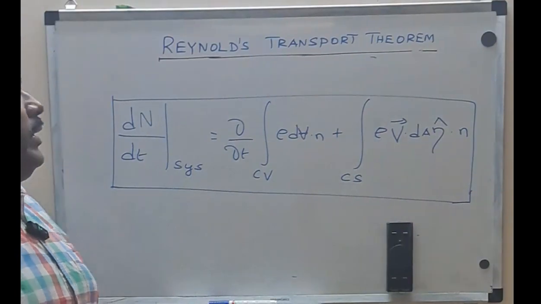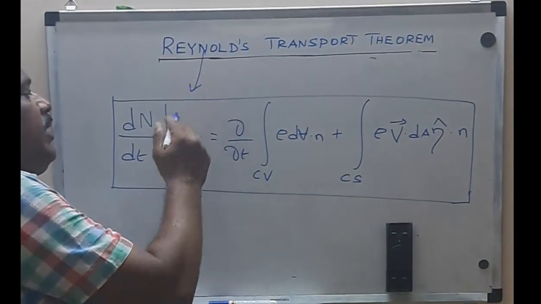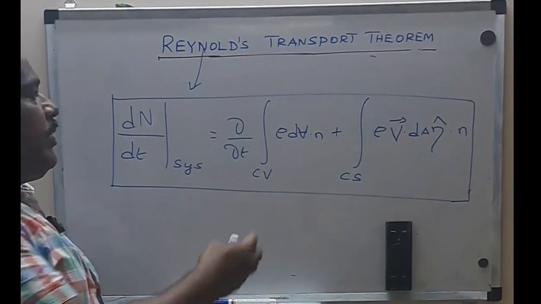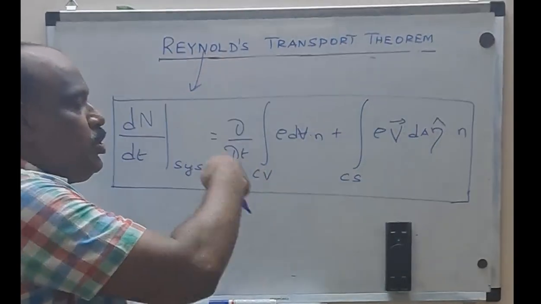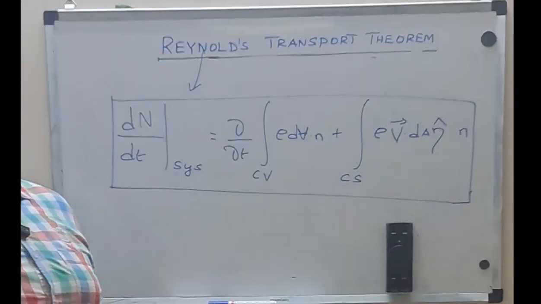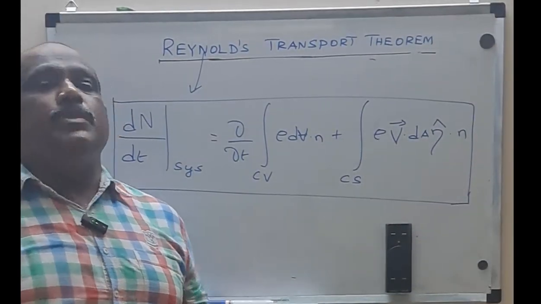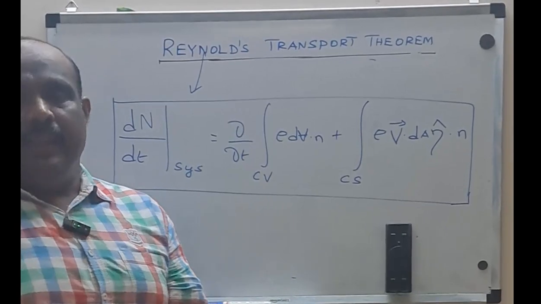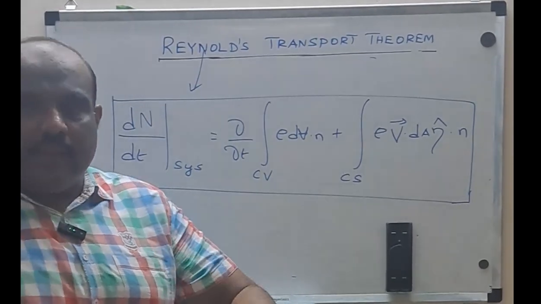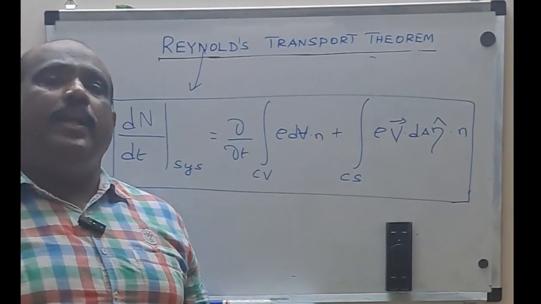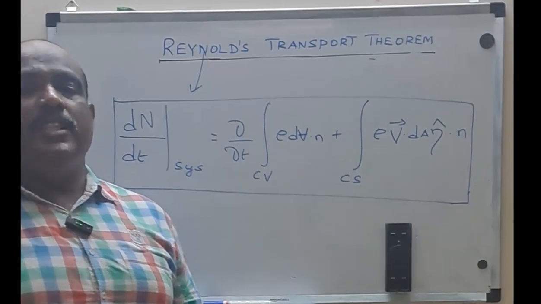I hope now this Reynolds Transport Theorem is able to give a link between the control mass system, or the system approach, and the control volume approach. This is nothing but the control volume approach. Here, the essential property N may be any transport property, because when a flow is happening, it can transport mass, momentum and energy, and other parameters like enthalpy, any essential property.